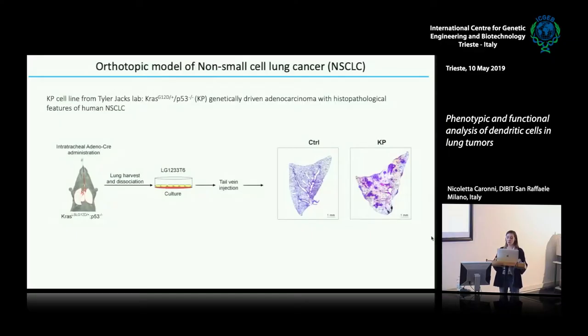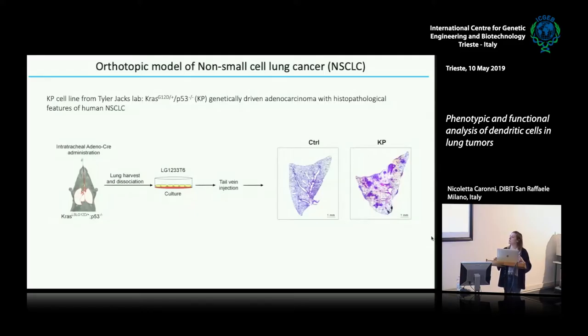So the model we used to assess this analysis was an orthotopic model of non-small cell lung cancer. We use a KP cell line. This cell line was gifted from the Tyler Jacks lab, and it comes from a mutant mouse carrying mutations in KRAS and p53. KRAS is an oncogene, and this mutation constitutively activates KRAS, and this is a deletion in the oncosuppressor p53. These mutations are activated only after the administration of adeno-Cre. So the mouse holds these mutations, and when you inject adeno-Cre intratracheally, they will develop lung tumors.